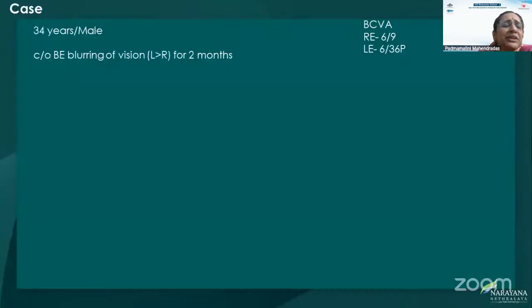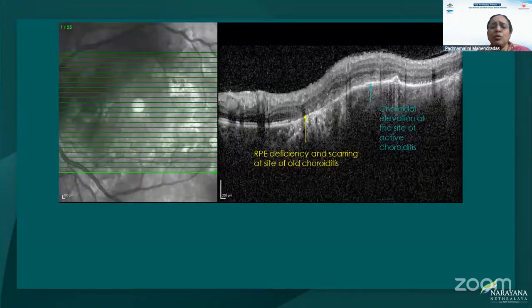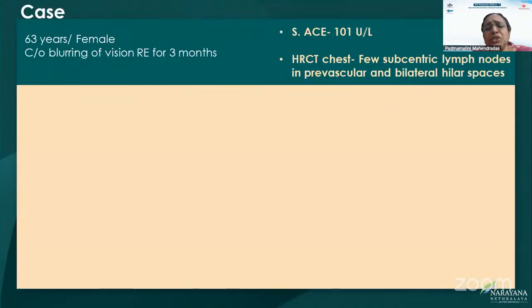Here is a case of a 34-year male presented with blurring of the vision for more than 2 months. Here you could see multiple perivascular active choroiditis lesions along with healed choroiditis lesions. OCT shows choroidal elevation, RPE deficiency and scarring corresponding to the areas of the cold choroiditis scar with outer retinal hyperreflectivity. So it again turned out to be a multifocal choroiditis secondary to tuberculosis.